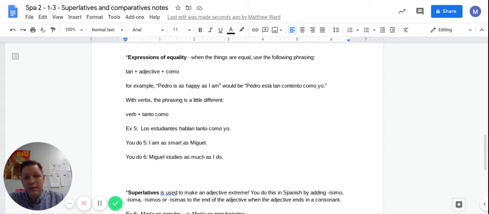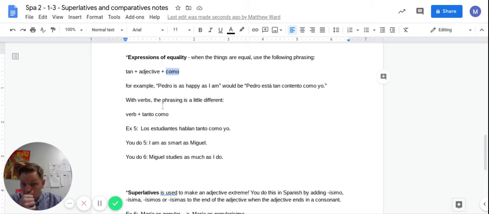So when you want to say something is as good as, or as blank as, or I verb as much as, this is what an expression of equality is. So Pedro is as happy as I am is going to be Pedro está tan contento, tan meaning as, contento como yo. So it's going to be tan, then the adjective, then como. Okay, hope that makes sense.